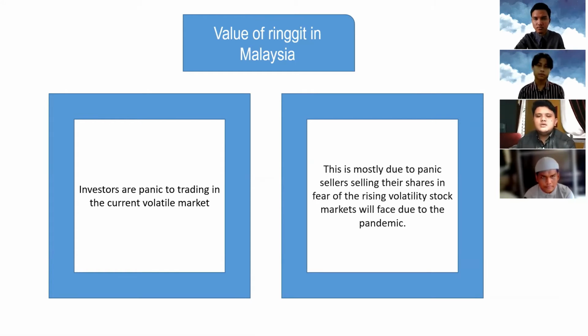This is mostly due to panic sellers selling their shares in fear of rising volatility. The stock market will be affected due to the pandemic. Airline stocks in particular, which are part of the tourism sector, have been hit hardest, with AirAsia falling by 26% and Malaysia Airlines by around 36% as of March 27, 2020.